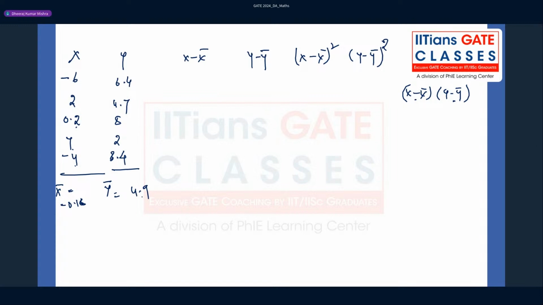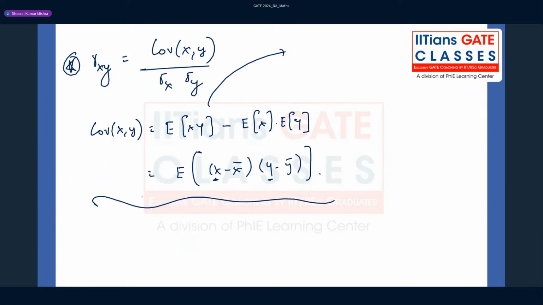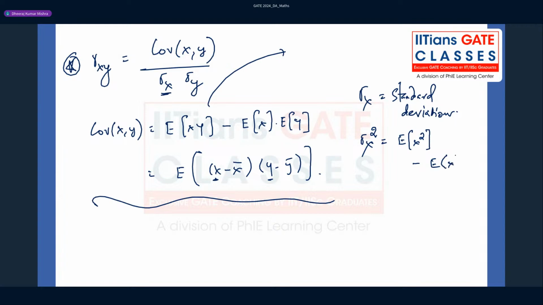And how do we find this? This is nothing but a standard deviation. We call it standard deviation. So I'm just giving you the theory behind this. You can find out the variance of that first. And the variance is nothing but expectation of x square minus expectation whole square.